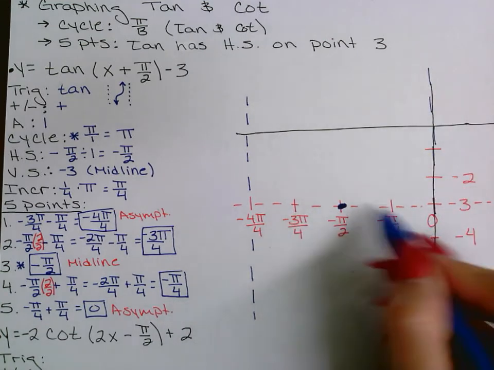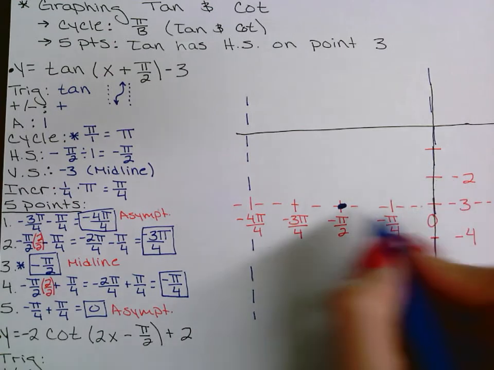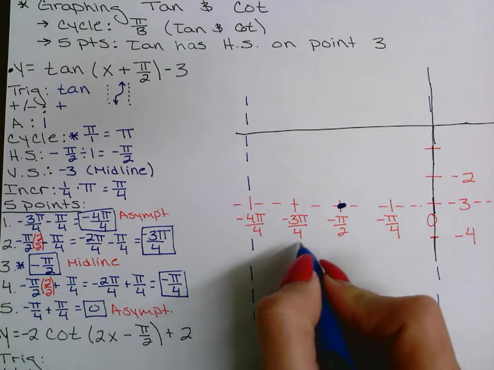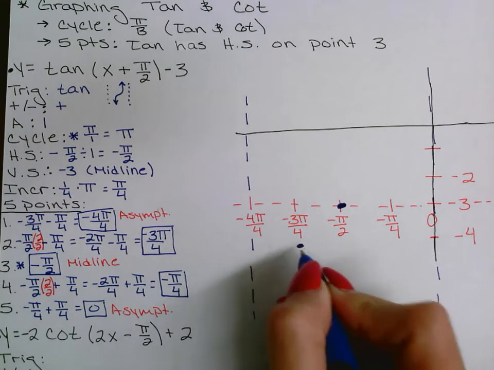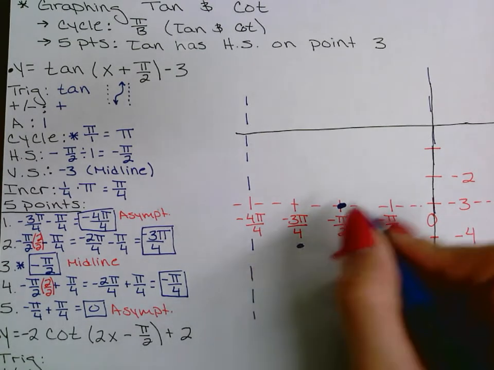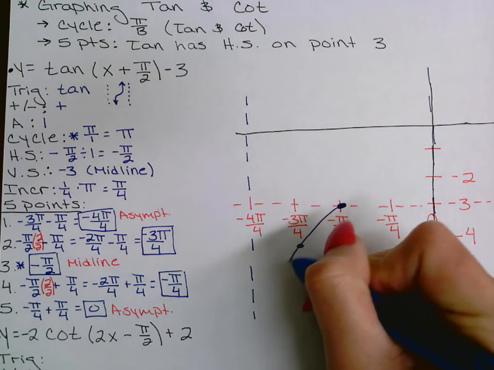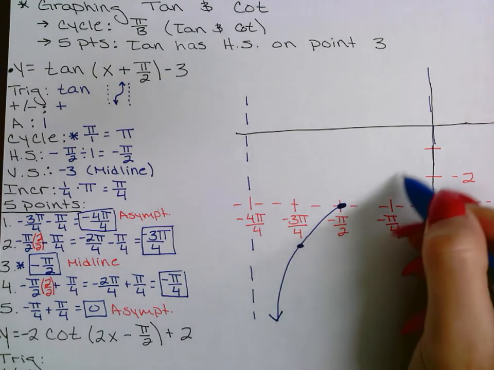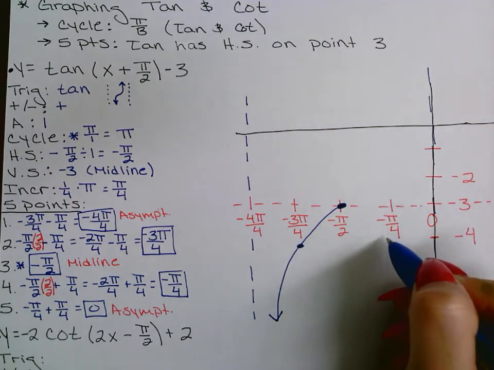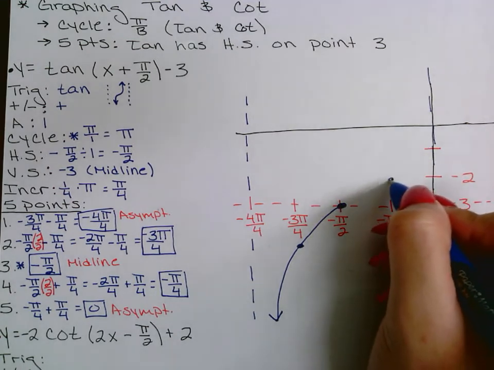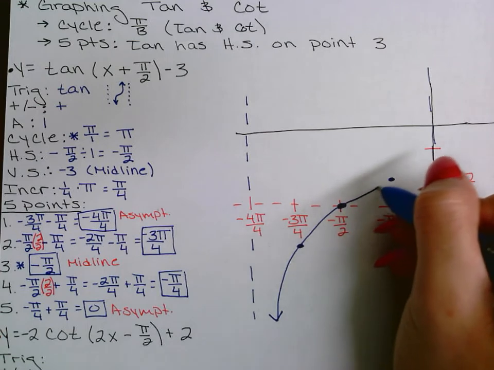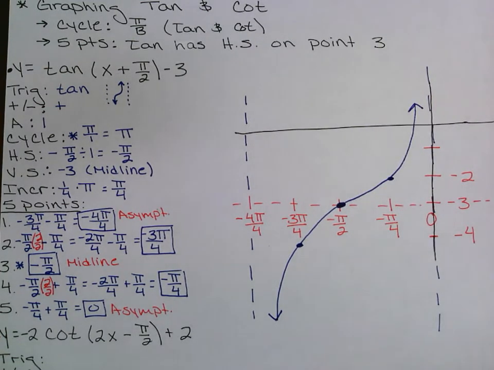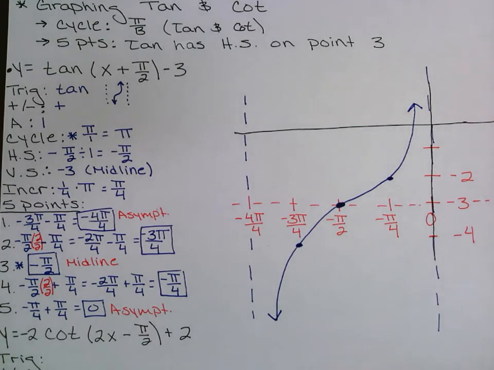My second and fourth point need to match with the amplitude. So if I'm going down on the left, negative 3 pi over 4 needs to line up with my amplitude down at -4. So this part will go downward. And then this one that I draw upward, my fourth point, -pi/4, should match up with my amplitude over at -2. And there is your tangent graph.